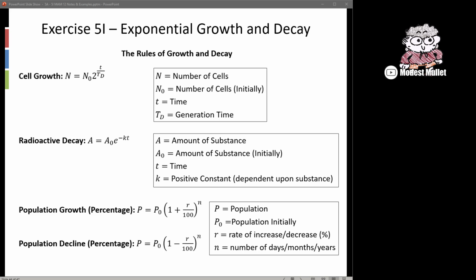Hello all and welcome to this video where we look at exponential growth and decay. So this is our applications of exponential equations. They're all based around some function of x is equal to a to the x. It's based around that idea.